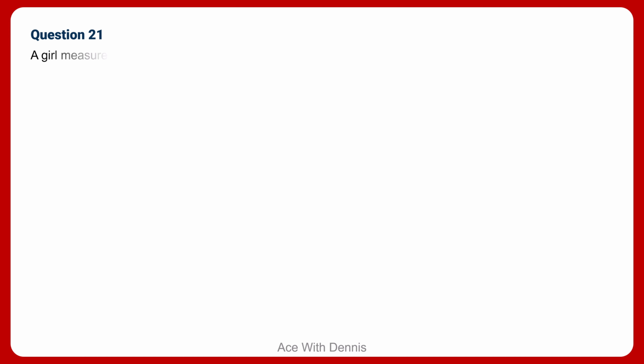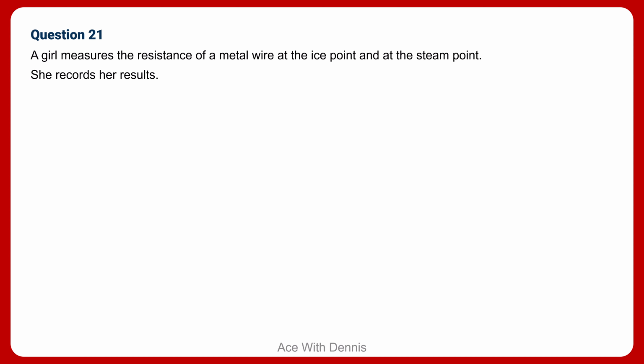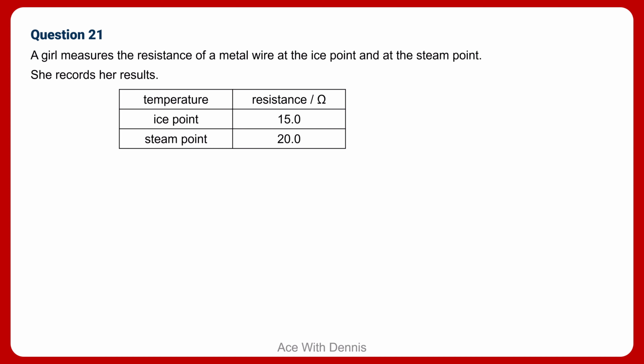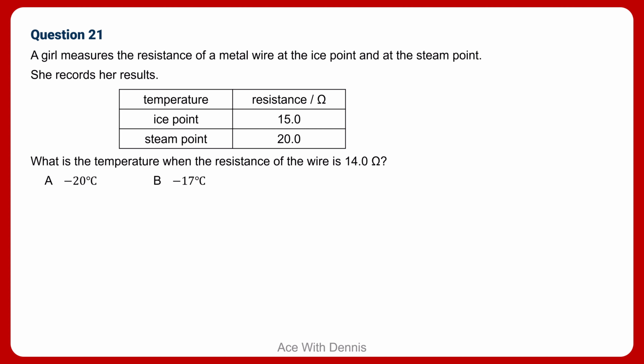Question 21. A girl measures the resistance of a metal wire at the ice point and at the steam point. She records her results. Here is the table showing the results. What is the temperature when the resistance of the wire is 14 ohms? A. Negative 20 degrees Celsius. B. Negative 17 degrees Celsius. C. 17 degrees Celsius. Or D. 20 degrees Celsius.